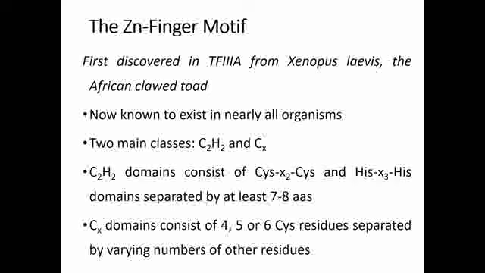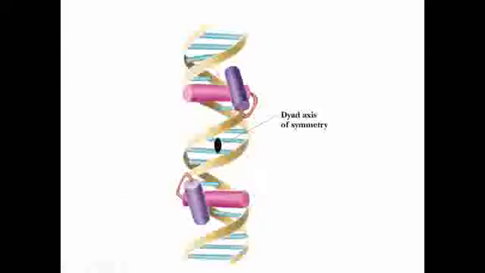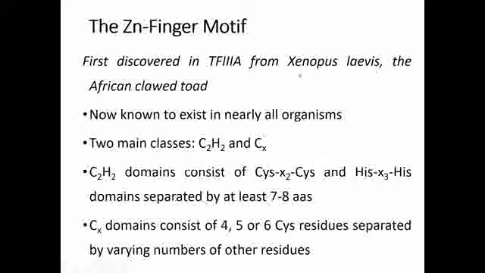The same class of DNA binding motifs in the proteins is called zinc finger domains or zinc finger motifs. The first of them was discovered in transcription factor 3A from Xenopus laevis, and now they are known to exist in nearly all organisms. There are two main classes of zinc finger motifs. One is called C2H2 and one is called CX.